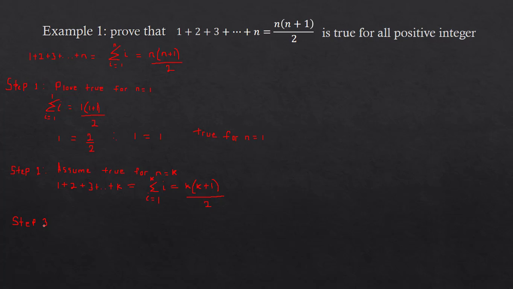Now for step 3, since we assume true that n is equal to k, we need to prove true for n equal k plus 1, and that is what we're going to do now. So prove true for n equal k plus 1.